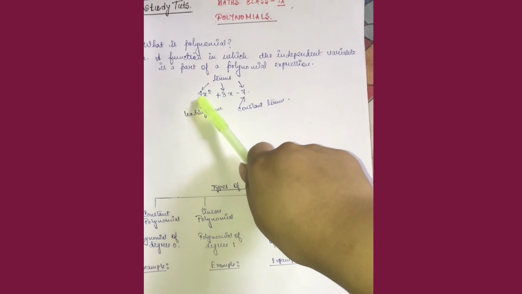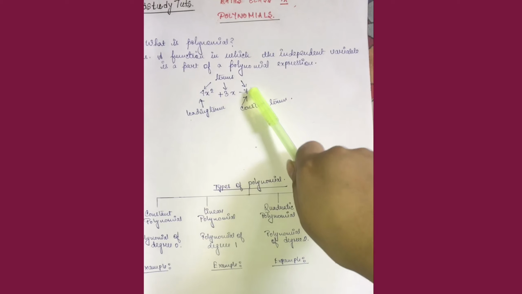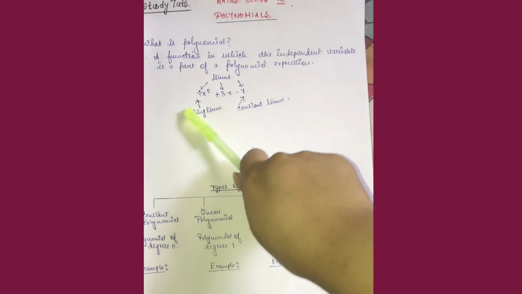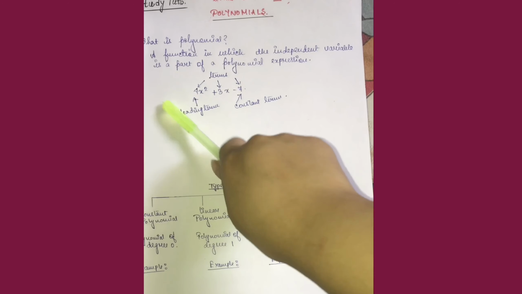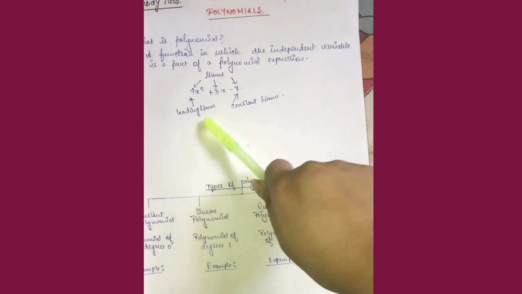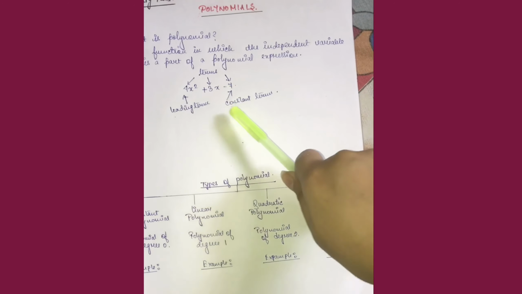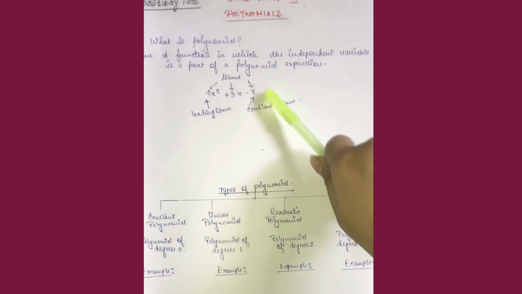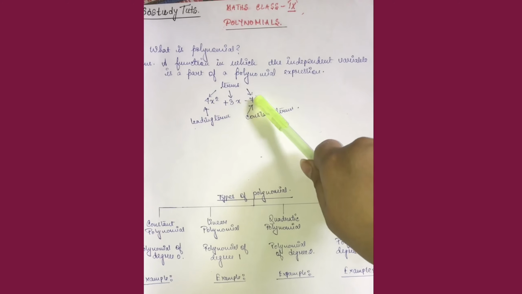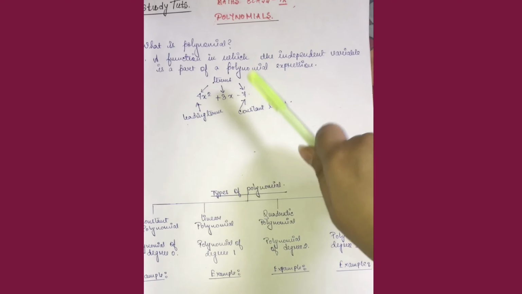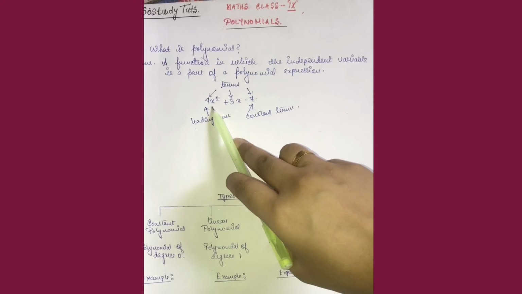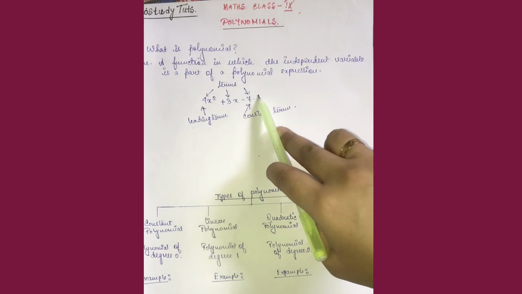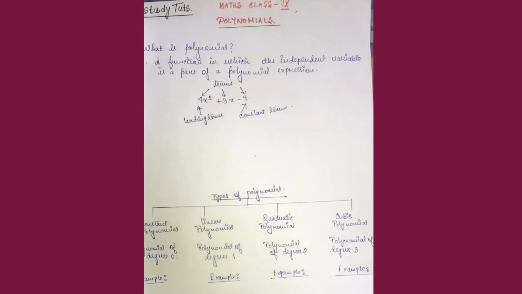Here 4, 3, 7 are all terms. Since 4 is first, it is the leading term, and 7 is the constant term. Why constant term? Because this 7 does not contain any variable. What is a variable? x. Here x is a variable.